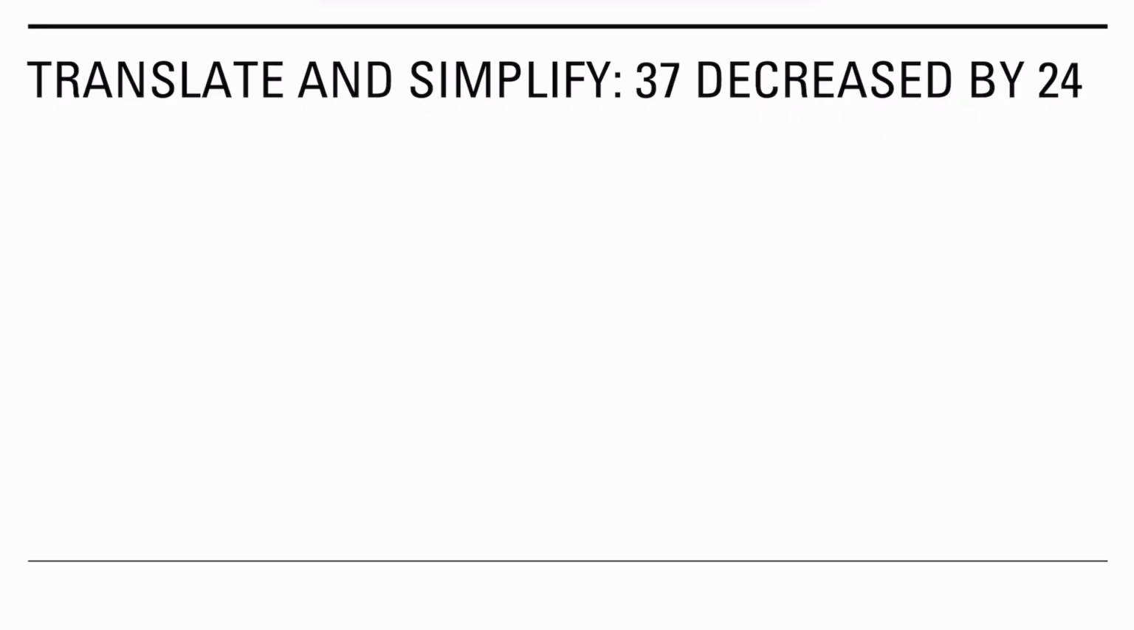37 decreased by 24, and so that's 37 minus 24. 7 minus 4 is 3, 3 minus 2 is 1, and there we can see that there's a 13 difference between 37 and 24.